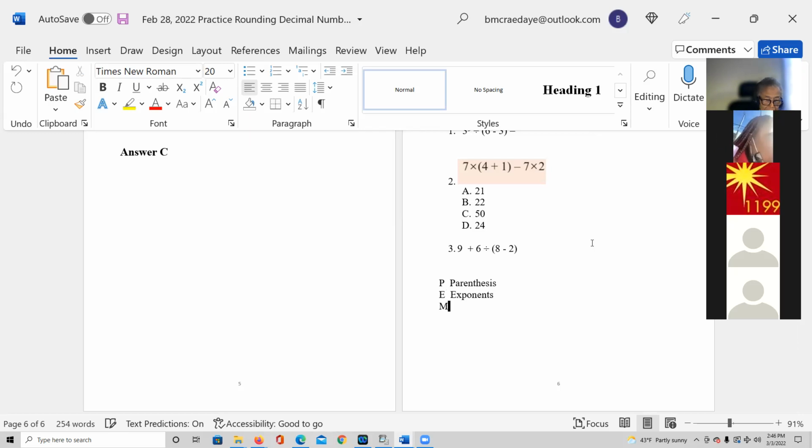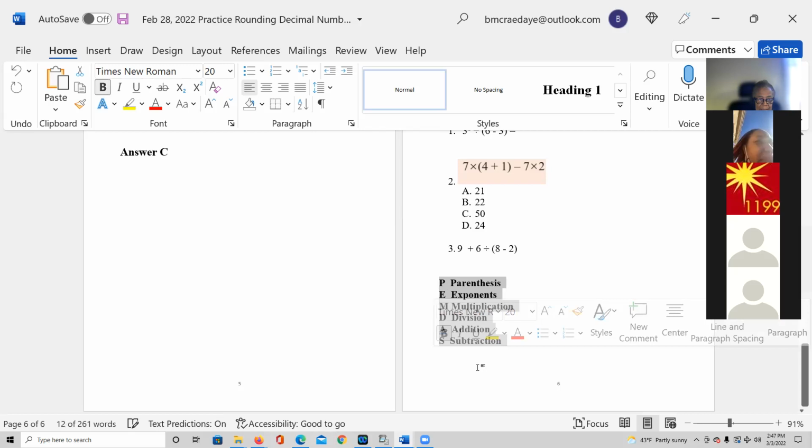And what was the M? Multiplication. And the D, division. Now these are really on the same level. You do them from left to right. So if your division comes before your multiplication, you do the division and then the multiplication. Then the A is addition, and the S is subtraction. That's the order you do them. Addition and subtraction, you also do from left to right.